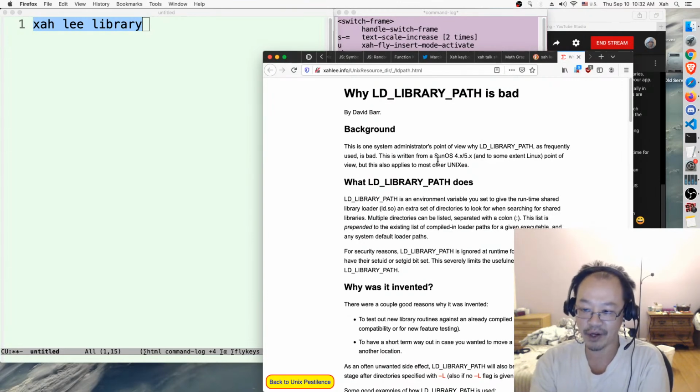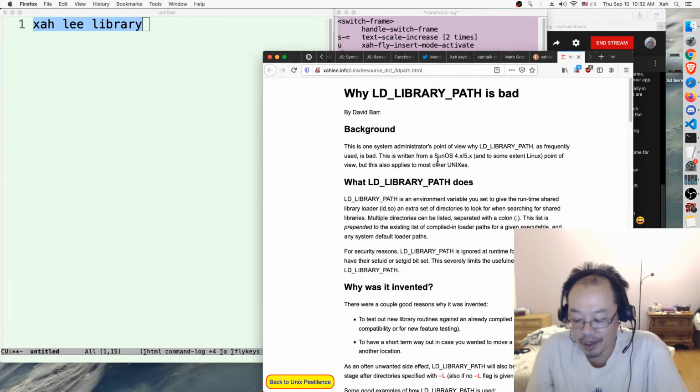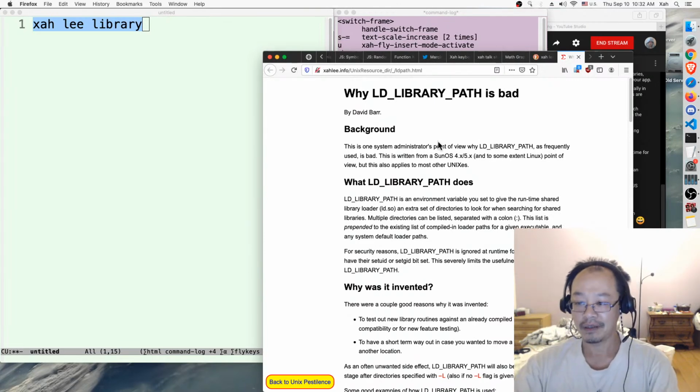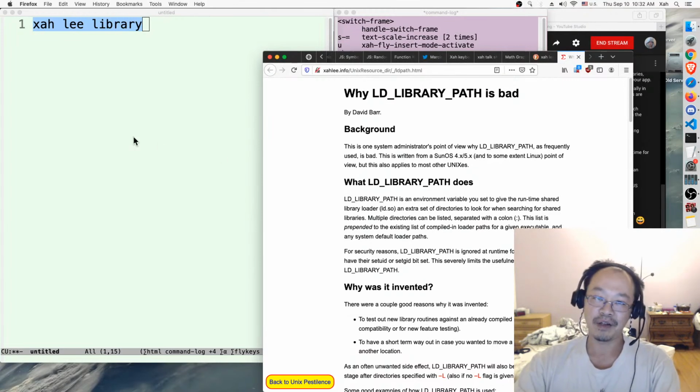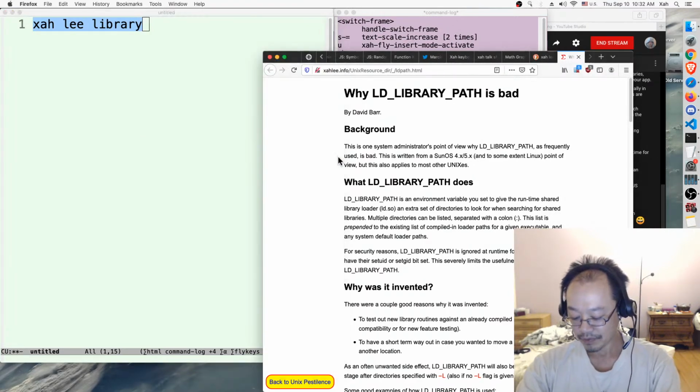So why are environment variables bad? Because the essence of environment variables is that they are global variables. If you are a programmer, then you already know how bad global variables are. That's what environment variables are. And then you have a bunch of dot files. Anyway, I recommend don't use environment variables.